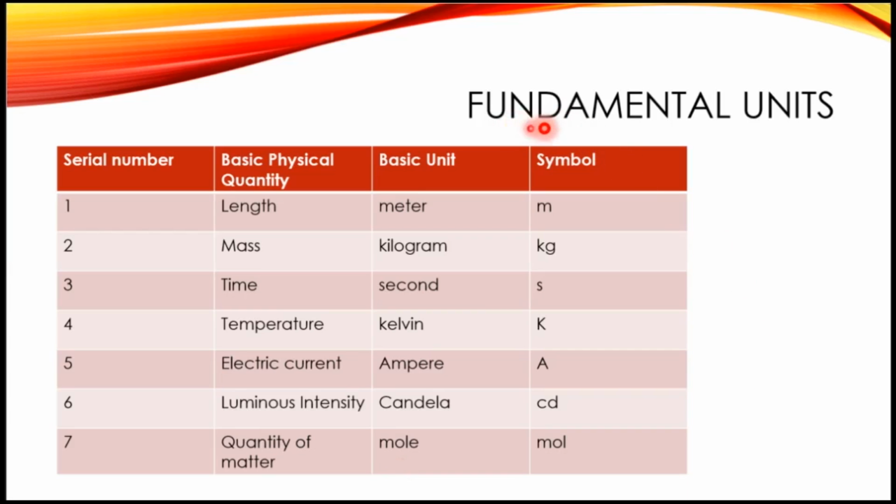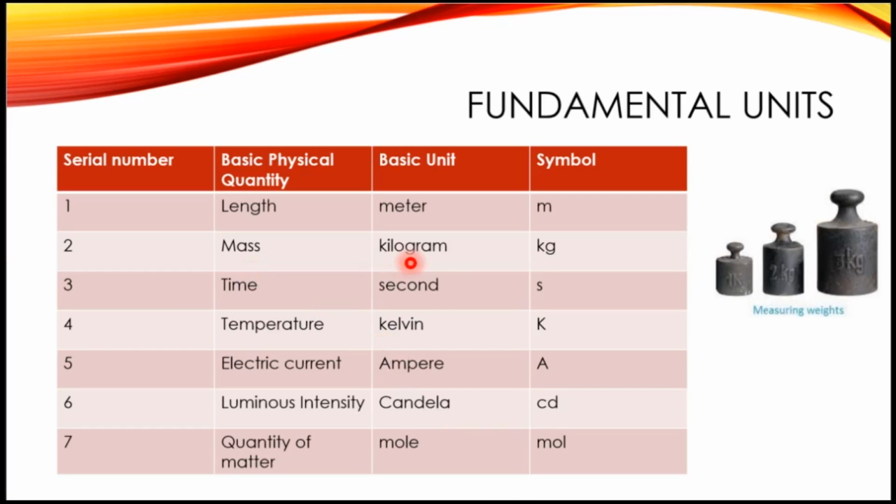So let's classify some fundamental units which we know. So let us classify our various physical quantities into 7 basic types of fundamental units. So let's start with first one, which is your length. So the first physical quantity is your length. The length has a basic unit meter and its symbol is represented with small m. Next is your mass. The mass has a basic unit kilogram and its symbol is kg.